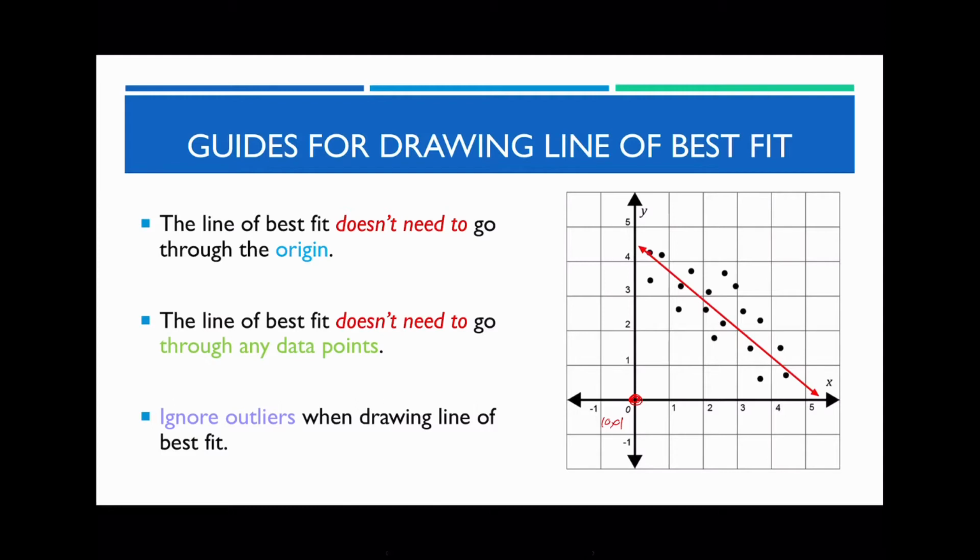And lastly, if you do happen to have any outliers, so for instance, a value over here, you don't need to try to draw the line to accommodate for that, because outliers are not really supposed to appear in the data set at all. They generally occur due to luck or other external factors.